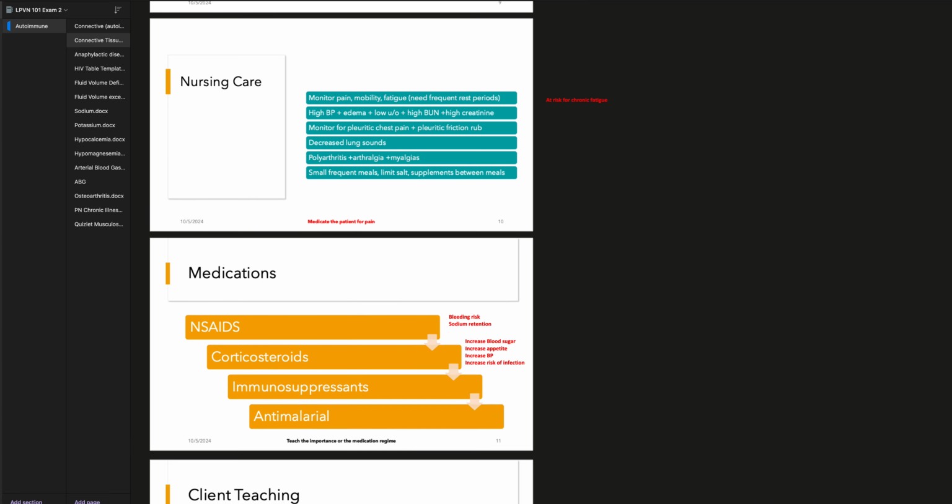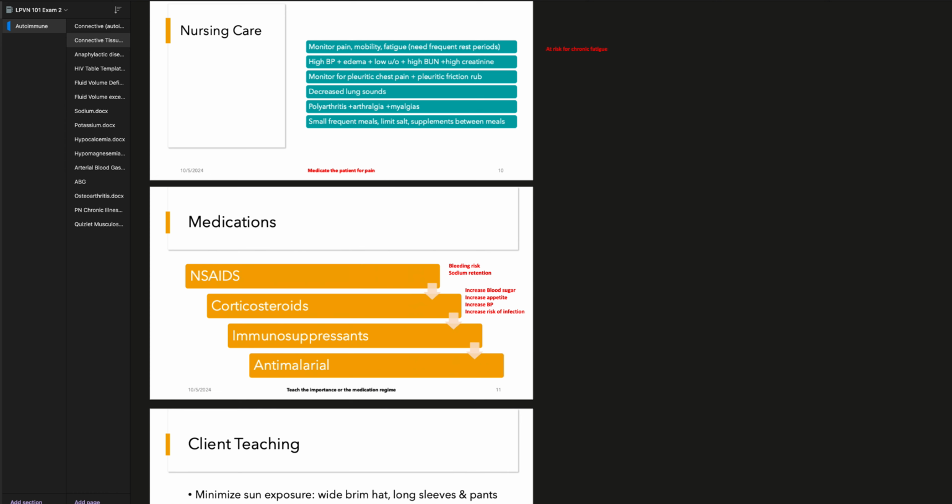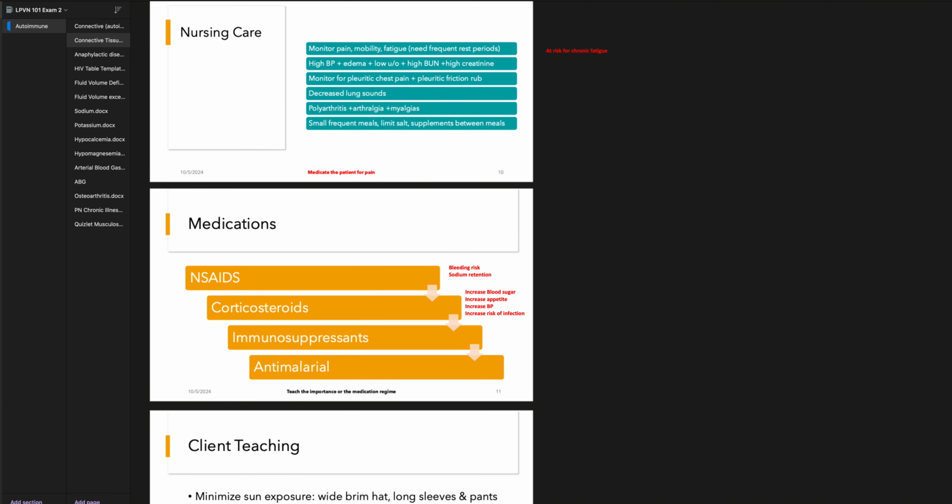Okay, medications are going to be on. NSAIDs. I talked about this in the peri-anesthesia or care of the surgical patient, that NSAIDs are held for 7 days before surgery. So an NSAID would be like Advil, or sorry, ibuprofen. That's an NSAID, a non-steroidal anti-inflammatory drug. There's a bleeding risk and it causes sodium retention. So they are on these medications, so you have to watch out for that.